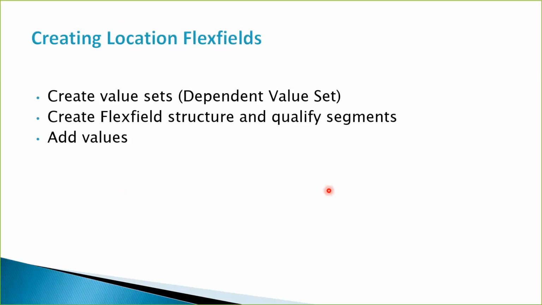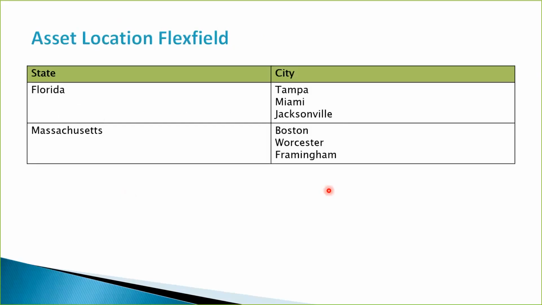work with. So after we create our value sets, we can go ahead and create the structure itself and qualify the segments. Remember, we said for the location flex field, we have to qualify one segment as state. And the importance of this is that it helps when calculating property tax liability. All right. And so after we have done these first two steps, we can go ahead and add values to the value sets for this particular flex field. All right.